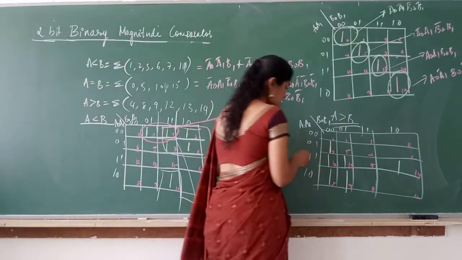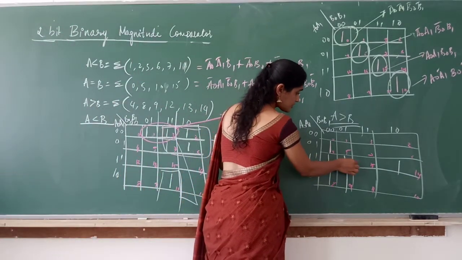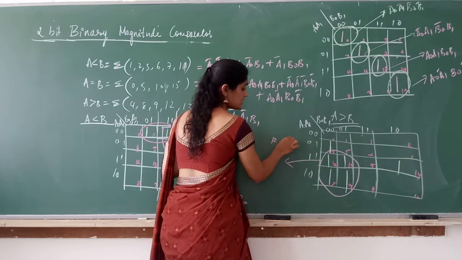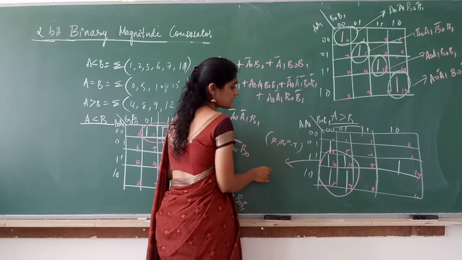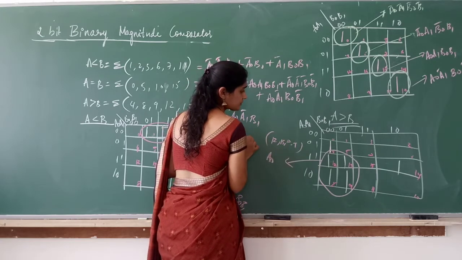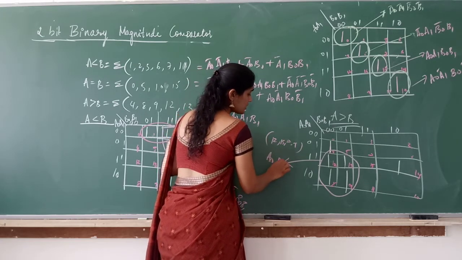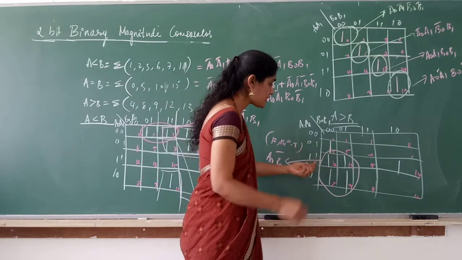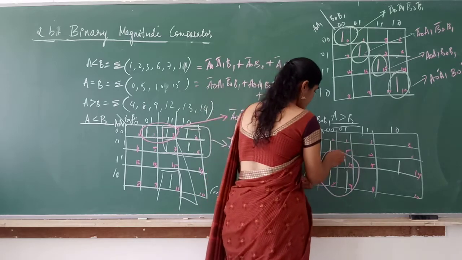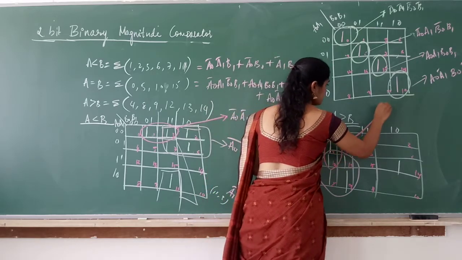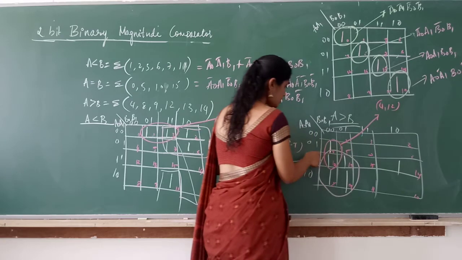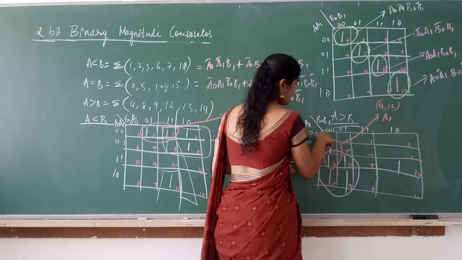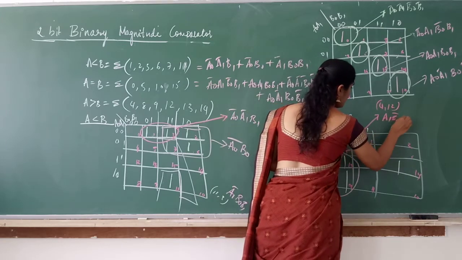Now group the cells. 12, 13, 8, 9 can be grouped. If I group 12, 13, 8, 9, I get the equation A0 B0 bar. How do I cover 4? 4 and 12 can be used. If you group 4 and 12, what is the equation you get? A1 B0 bar B1 bar.